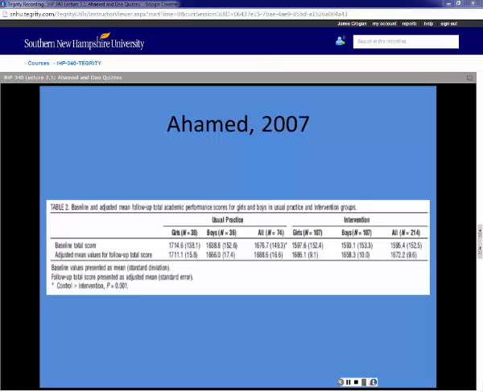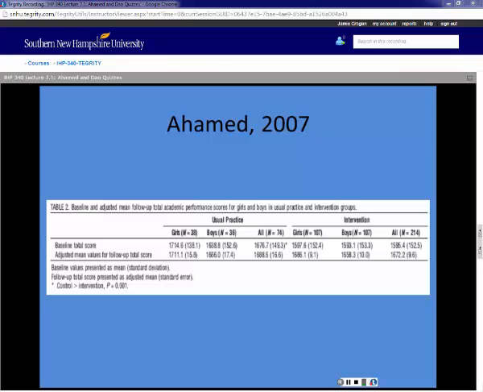Here's table 2, and table 2 shows the baseline and adjusted mean follow-up total academic performance scores for boys and girls in the usual practice and the intervention group. So in this study, they looked at academic performance. They measured it at baseline, and they measured it at the end of the observation period.